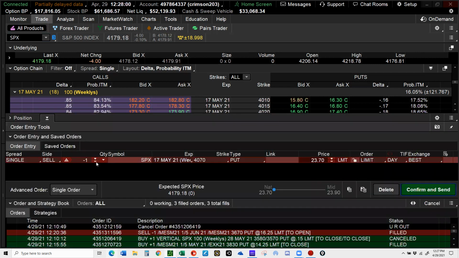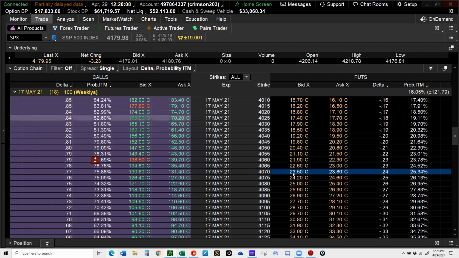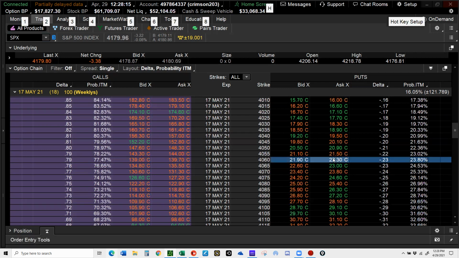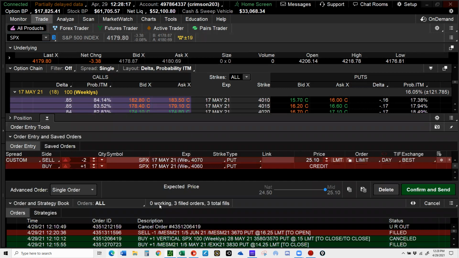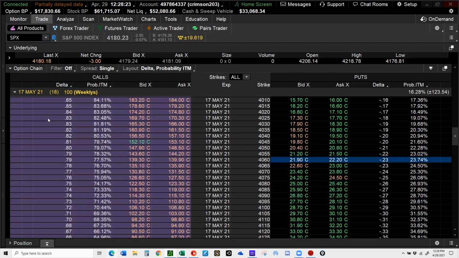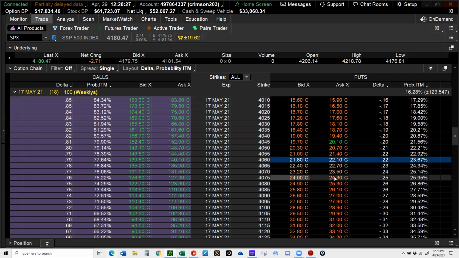So we'll do 2 of those. 4070. All right. Then we're going to buy the one that's 10 points below it, right? So that'll be right there. Got to hold your control key down. You don't have to do that on Tastyworks, but you do here. So we're going to buy that one that's 10 points away. And then we're going to buy one 5 points closer to the money. So that'd be 4075, right?